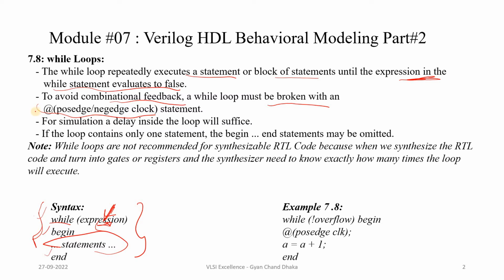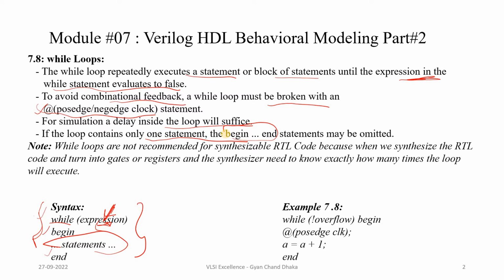In that particular case, we can break the while loop by making use of some conditions. One example is by making use of @ posedge or negedge clock, or we can also use some delay statements. For example, for simulation, a delay inside the loop can be suffixed. And if the loop contains only one statement, the begin and end keywords can be omitted.